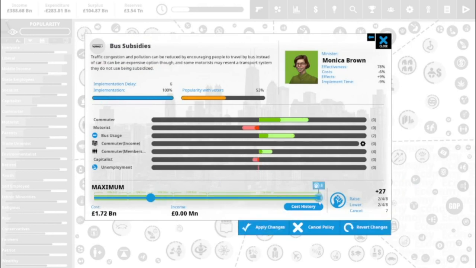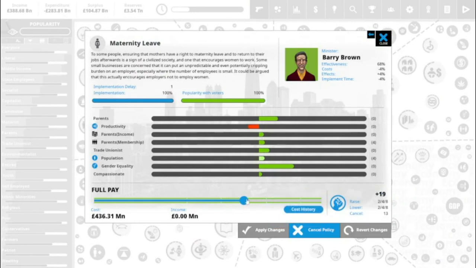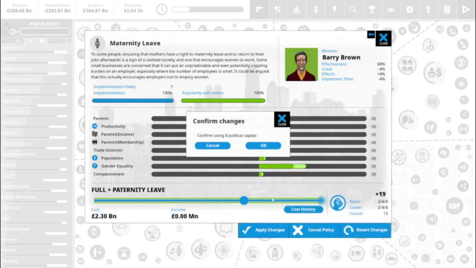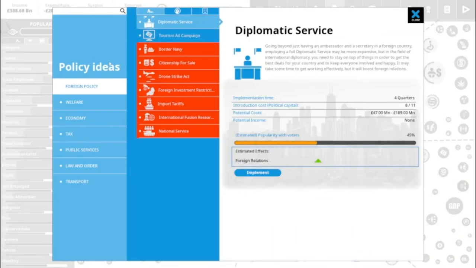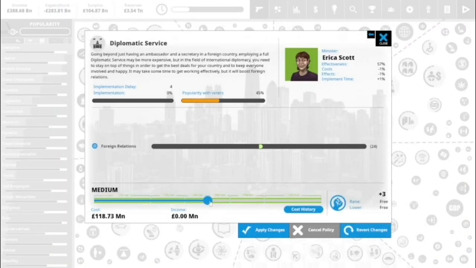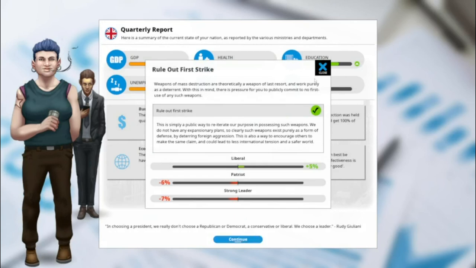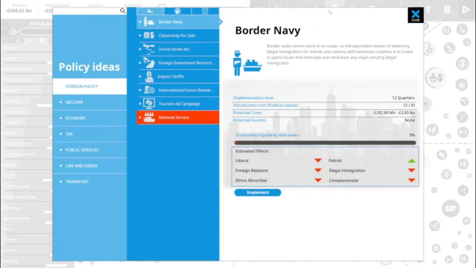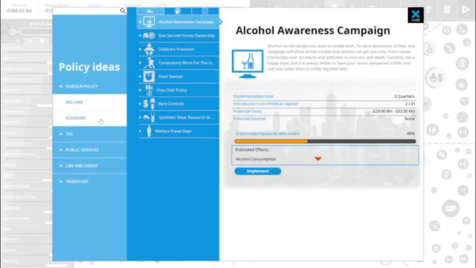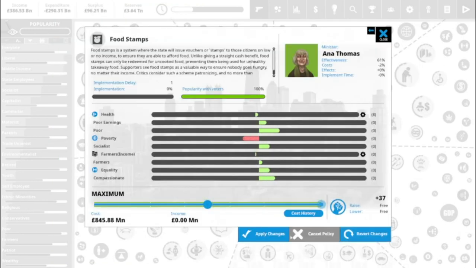Bus subsidies for everybody. Maternity leave for everybody. And paternity leave. Everybody's getting it. Aye. What else can we do? Let's have a diplomatic service, boost those foreign relations, and we're done. Rule out first strike, yes. Got below 100 billion in surplus now. Food stamps, 100% popular, let's go for it.